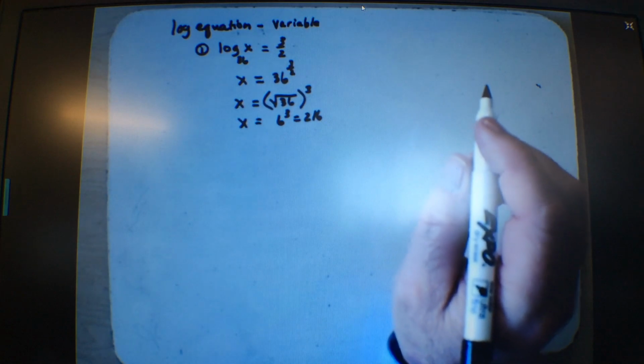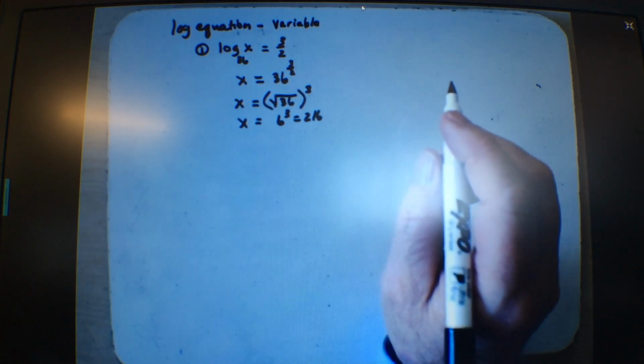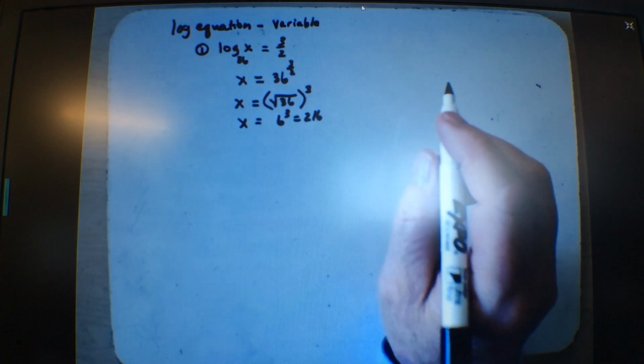So the bottom number will always be the root, and then the top is the power.